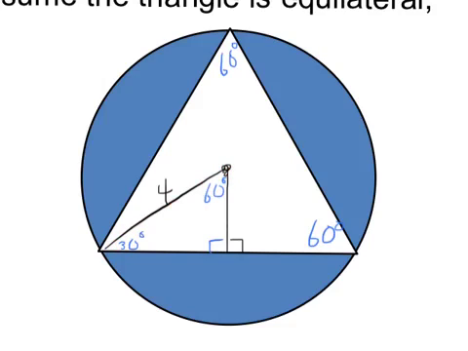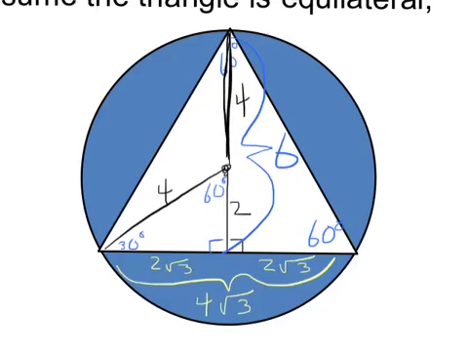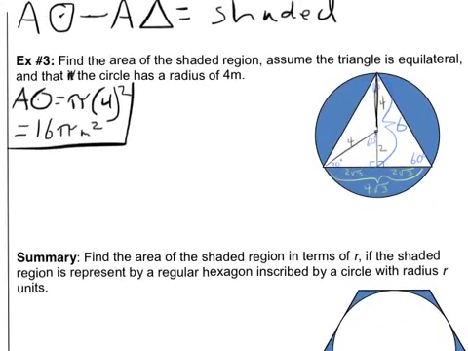If I have the hypotenuse, I know the shorter leg is half the hypotenuse of 2. And I know that the longer leg is going to be the shorter leg times rad 3. And so this is also going to be 2 rad 3, which means that the total base is 4 rad 3. And I can also draw in this other radius here, which I know is 4, which tells me that my whole base is 6. Alright, well now I have enough information to calculate the area of the triangle.